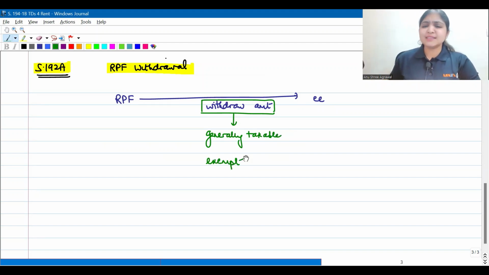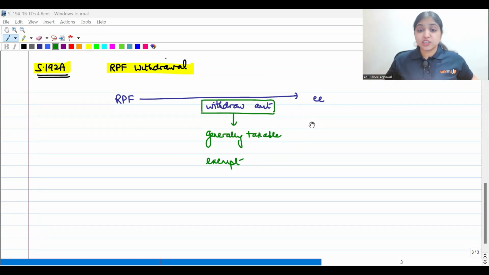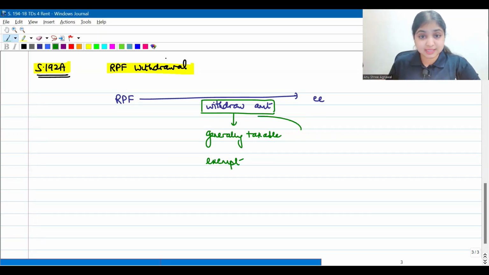This is something which you would have learned in the salaries chapter as well, that when you withdraw the money from RPF, generally it is taxable, but there are some occasions when it is exempt also. Don't worry, I will give you a revision of this as well from salaries head. It will be a good revision for you. I'll come to it point by point.